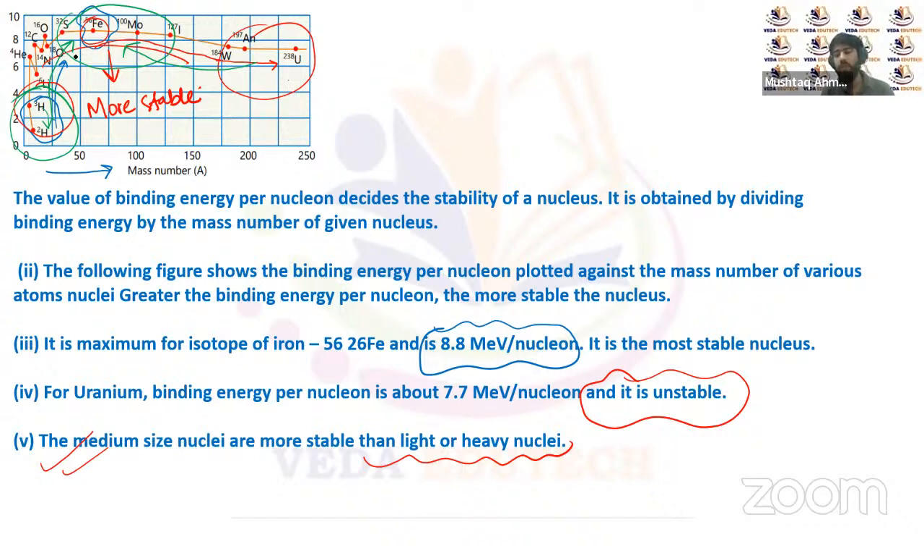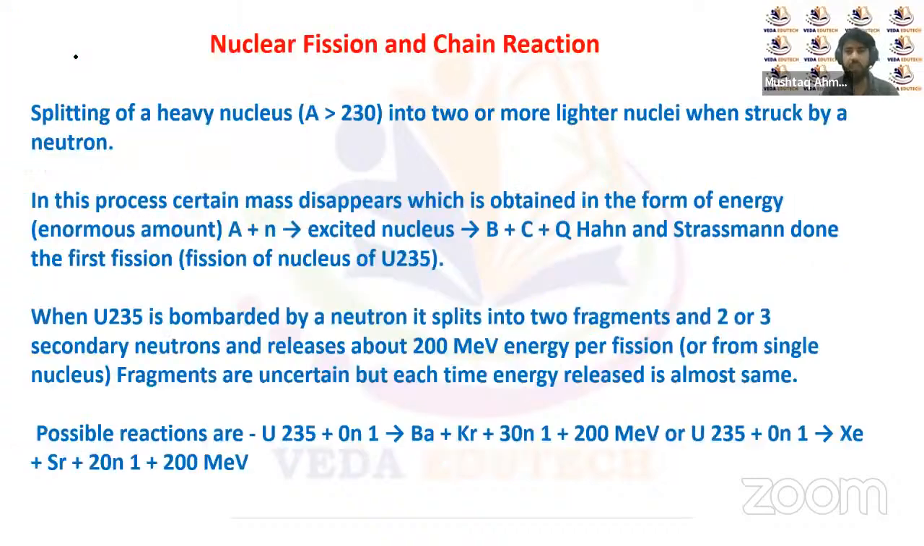For lighter nuclei to become stable, nuclear fusion takes place so as to increase the binding energy per nucleon, and for the heavier nuclei, nuclear fission takes place so as to increase the binding energy per nucleon, right? So that's the reason we have nuclear fission and chain reaction. Nuclear fission is the splitting of a nucleus with mass number greater than 230 into two or more lighter nuclei to attain stability, or we can say to increase the binding energy per nucleon, right?